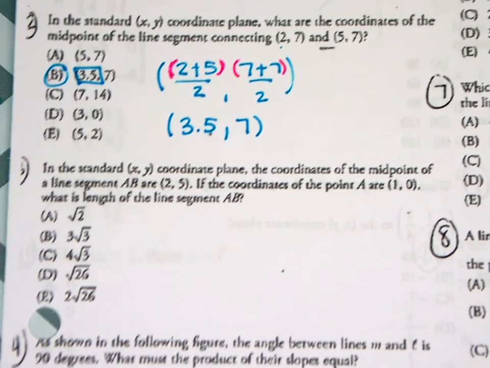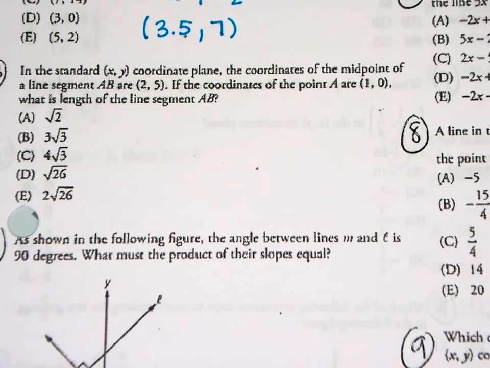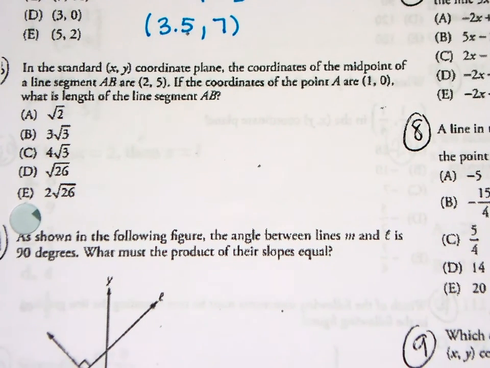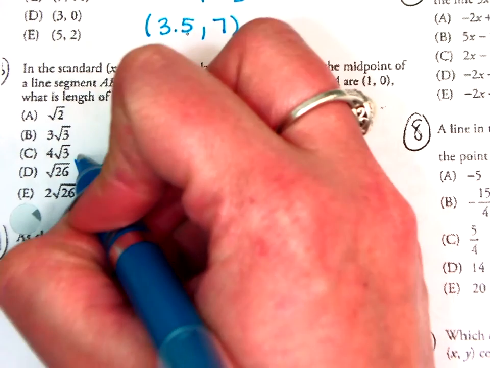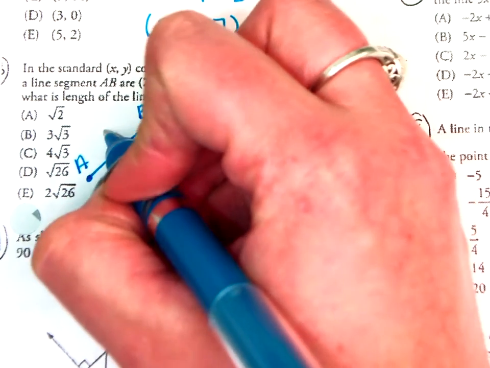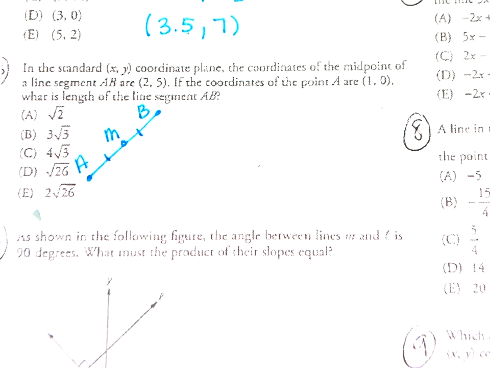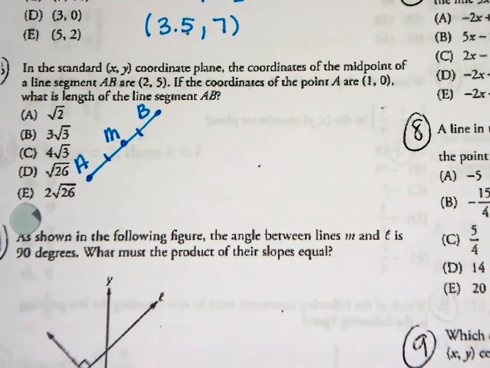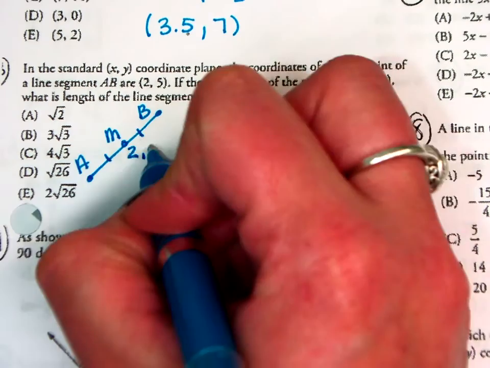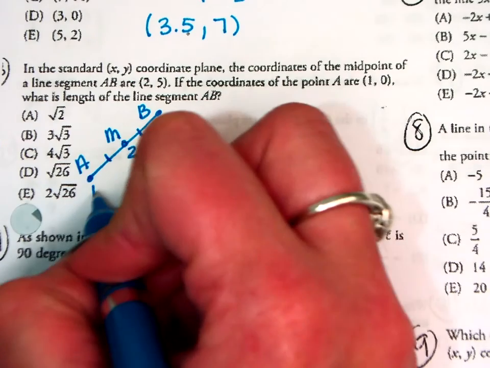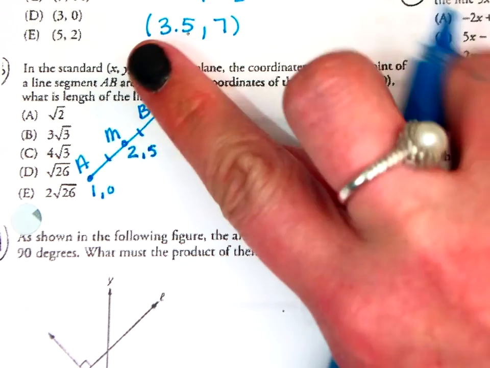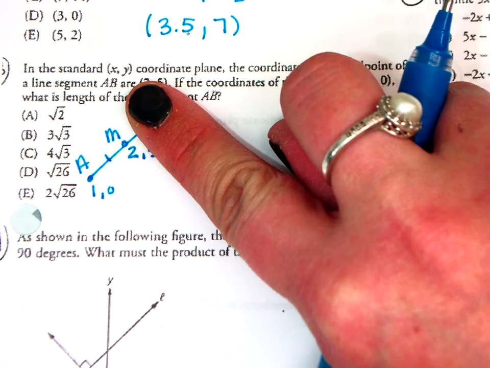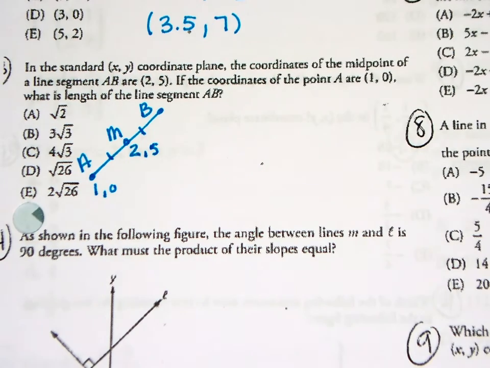All right, next problem, number 3. We've got a segment and the midpoint is 2, 5, and point A is 1, 0. What is the length of AB? So what I'm going to do here is draw my segment. So this is A, B, and my midpoint. Remember, midpoint means that it's equal distance on both sides. The location of the midpoint is 2, 5, and then location of A is 1, 0. We have to figure out how long AB is. So what I would recommend is just finding the distance of AM and doubling it by multiplying by 2.